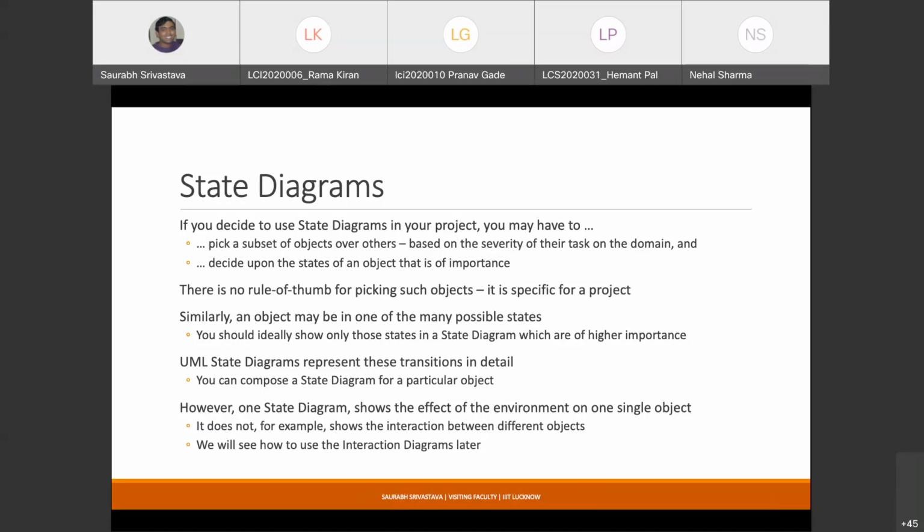So one of these diagrams, the state diagram, only talks about individual objects, how individual objects modify themselves, or are modified via events in the system. Okay, any questions on this? You can certainly drop me your questions later as well.